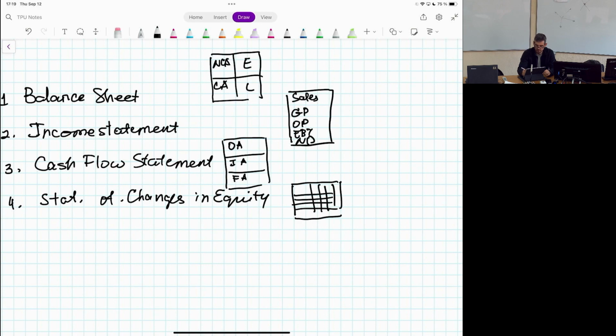Here we have the equity, different types of equity lines. And here we have things that can change equity. Statement of changes in equity, it's how the equity may change. So it's like in the intersections we see how it influences this change.